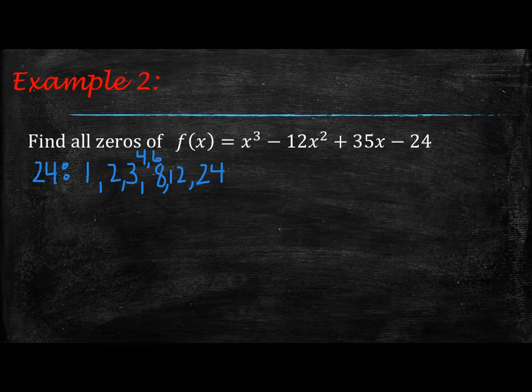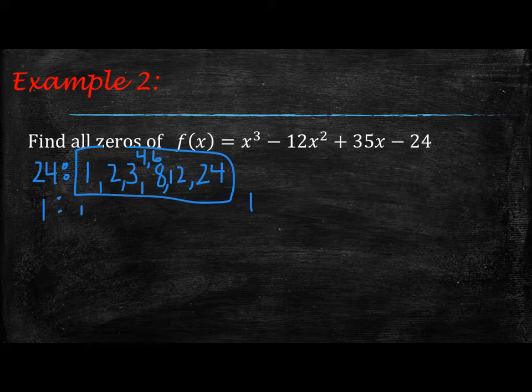And then our leading coefficient is 1. Well, the only factors of that would just be 1. So it's basically going to be all of these that we need to check, because those divided by 1 would just be those numbers. Okay, so I usually start at the beginning. What you're going to want to do is use synthetic division to see if it is a factor.